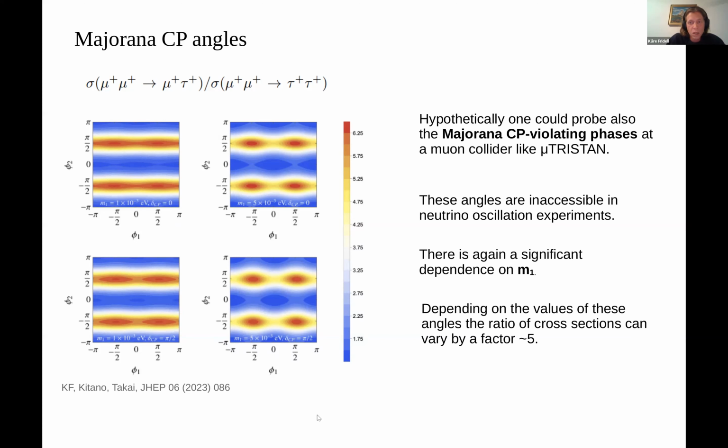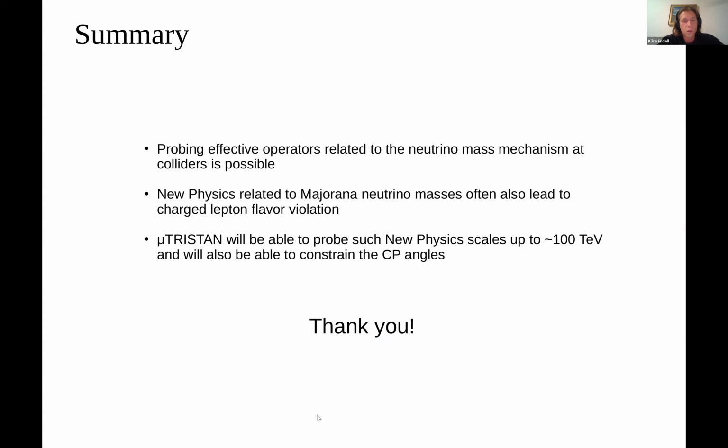Okay, that was it. We've seen that you can use these effective operators related to neutrino mass, and you could probe them at the different colliders. New physics related to the muon and neutrino masses can also lead to charged lepton flavor violation. And mu-Tristan, the proposed muon collider experiment at KEK, will be able to probe new physics scales related to these processes up to around 100 TeV, and also constrain the different CP angles. So thank you very much.